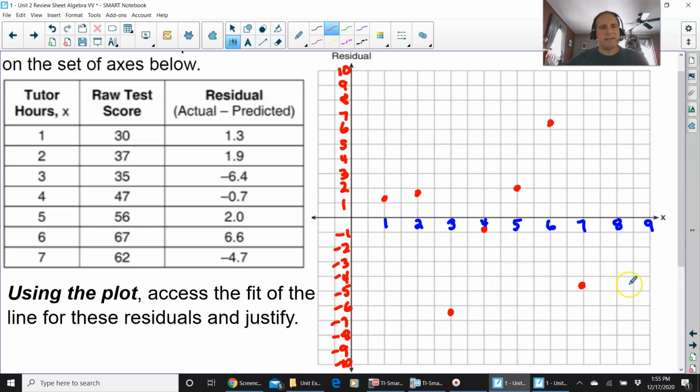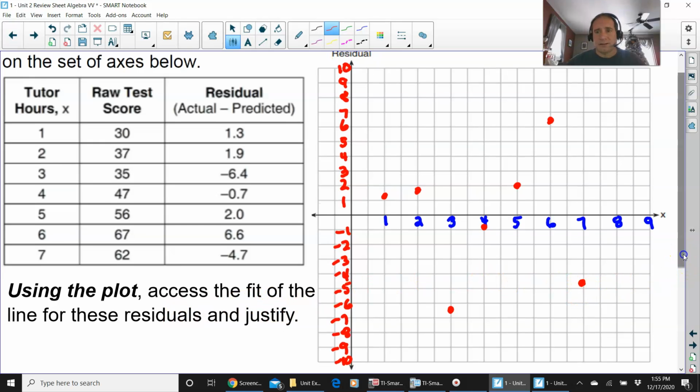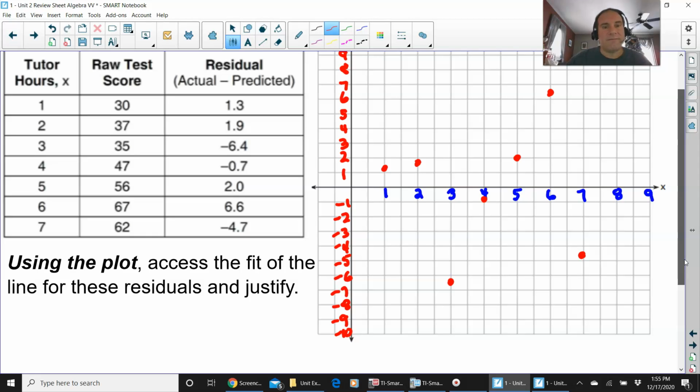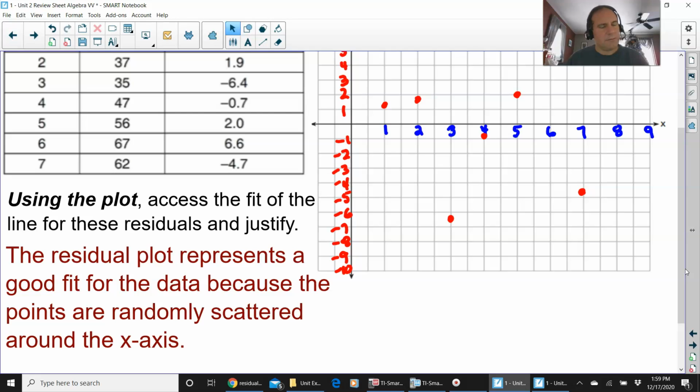So using the plot axis, assess the fit of the line for these residuals and justify. Assess, not access. So you're going to take a look at this and you can either justify it as saying that it is a good fit or it's not a good fit, and why.